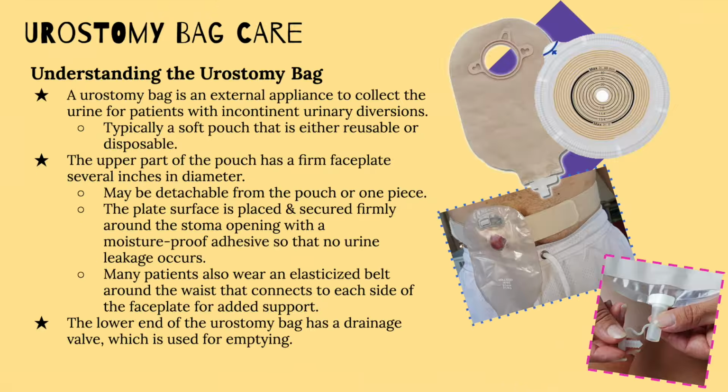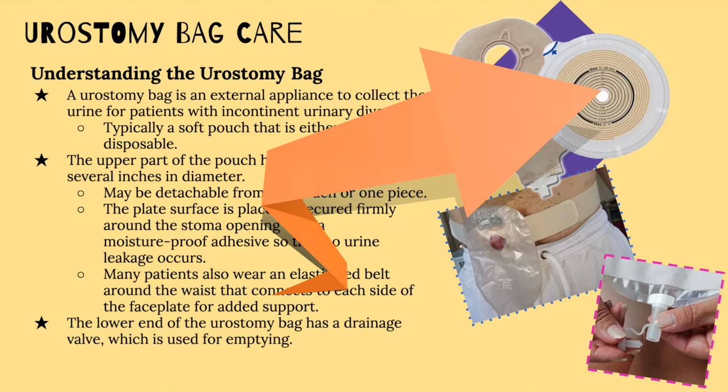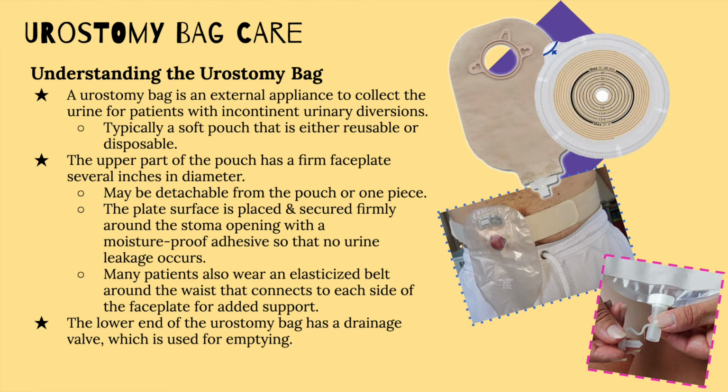A urostomy bag is an external appliance that collects urine for patients with incontinent urinary diversions. It's usually a soft pouch, which can either be reusable or disposable. At the top of the pouch, you'll see a firm faceplate that's several inches in diameter. These faceplates aren't pre-cut to fit the stoma.